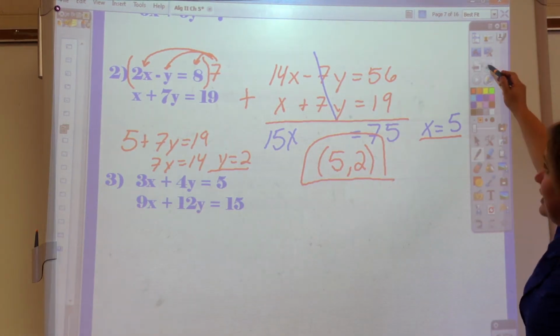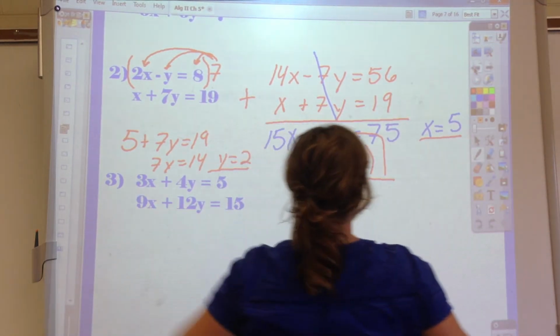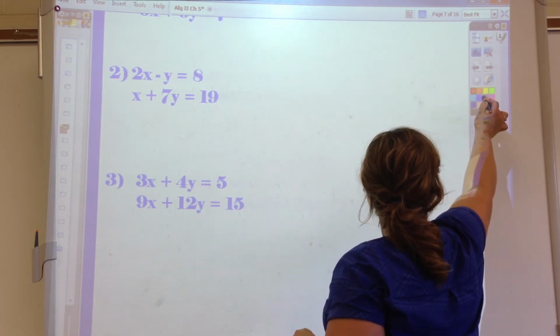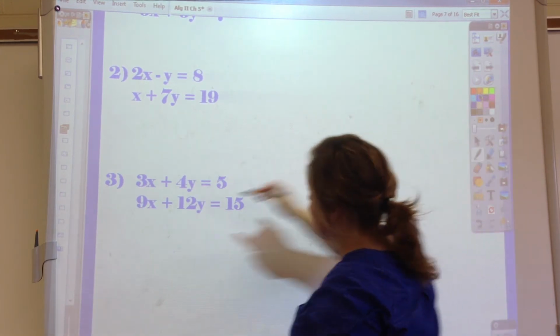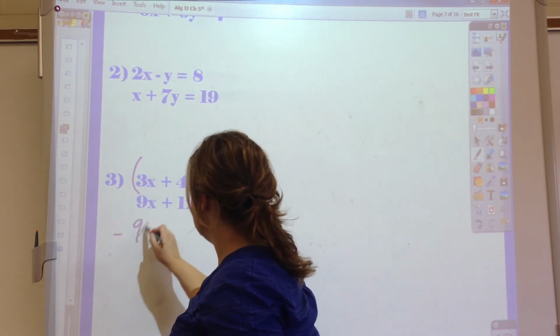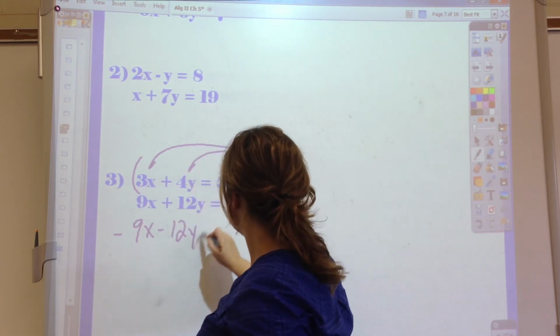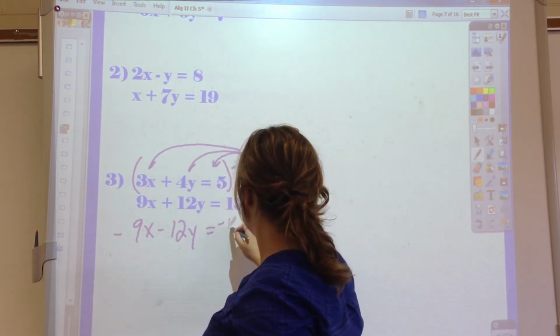All right, I'll do a few more for you. Let's try one more. Let's look at number 3. If I add these together as is, nothing's going to happen. So let's try to cancel these x's. I notice that if I multiply both sides of my equation by a negative 3, that I would get a negative 9x, a negative 12y, and a negative 15.